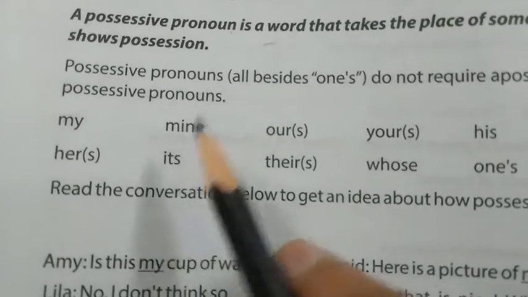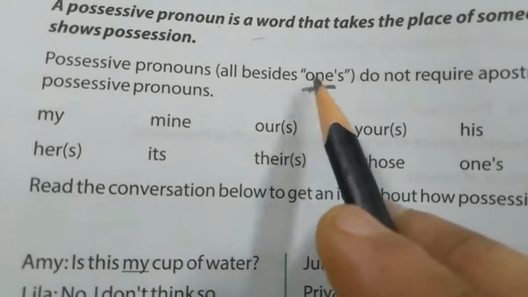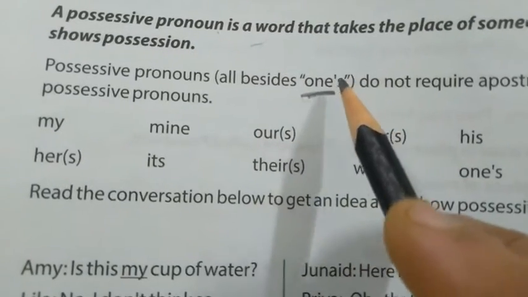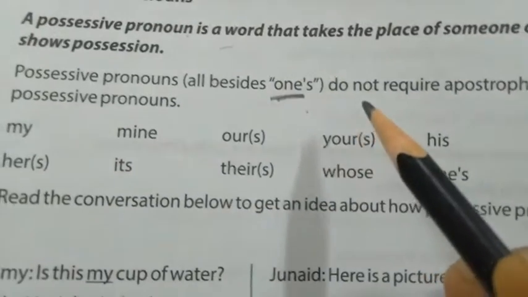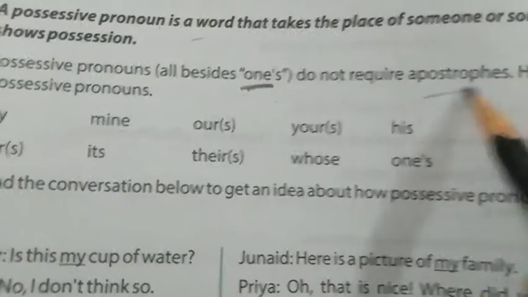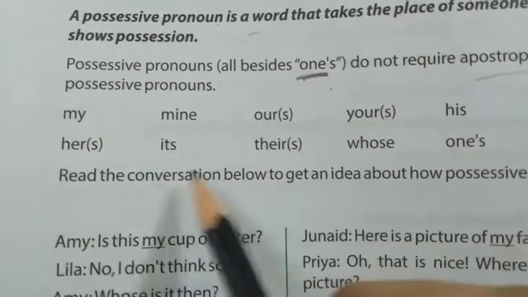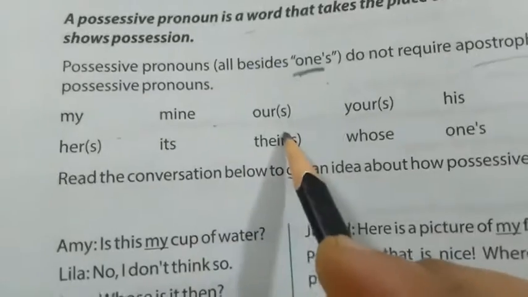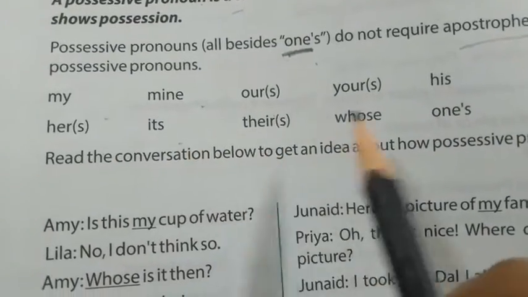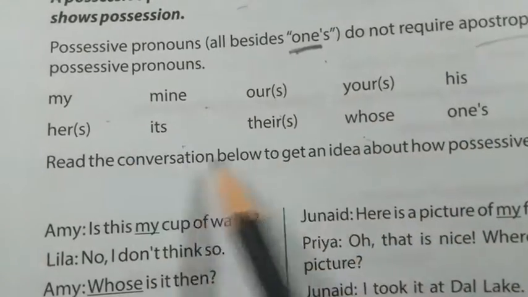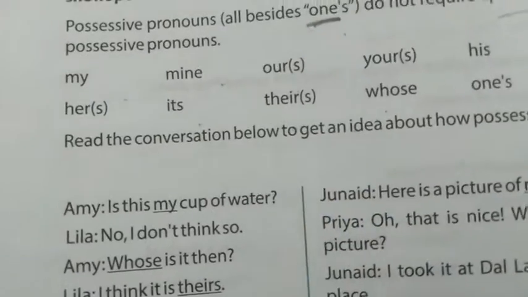Now possessive pronouns, all besides one's. When we have to use one's, like no one's, we always use apostrophe s there to show the possession. Rest of the possessive pronouns, they don't require any apostrophes. Now here is a list of some possessive pronouns: my, mine, ours, your, yours, his, her, hers, its, theirs, whose, one's. All these are the possessive pronouns which are used in these sentences to show possession.